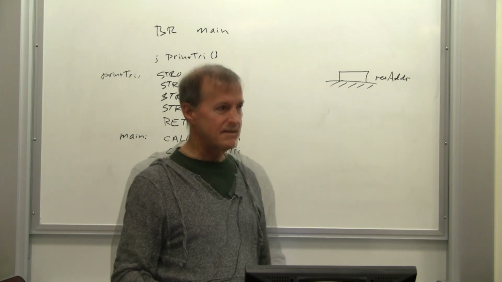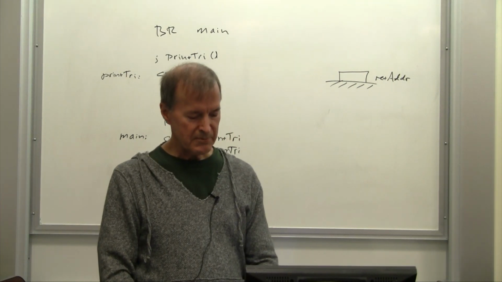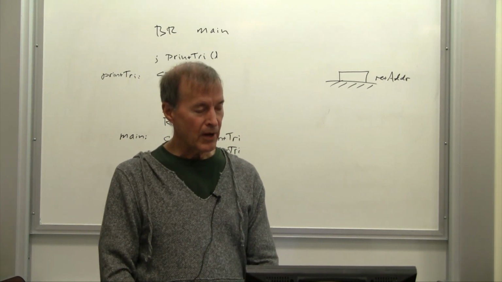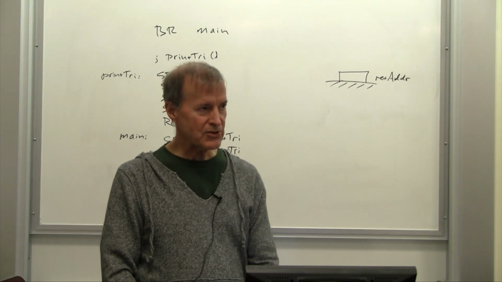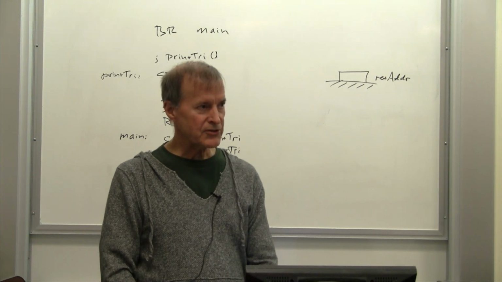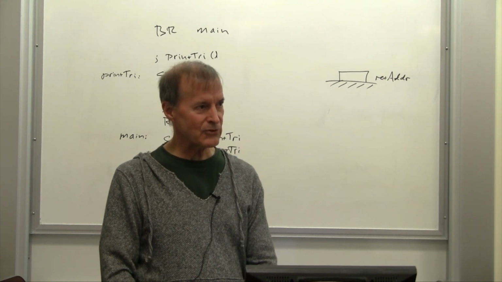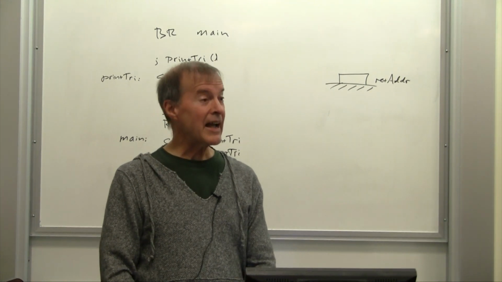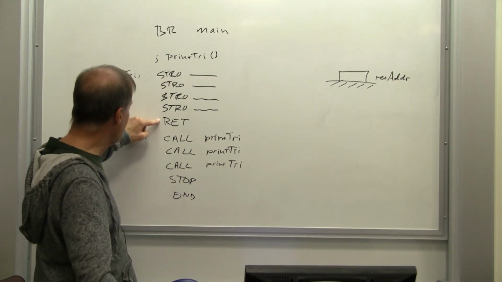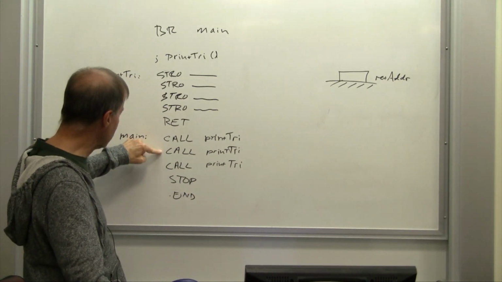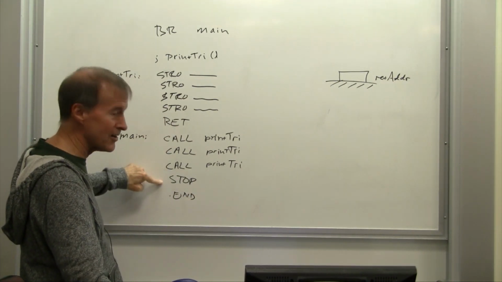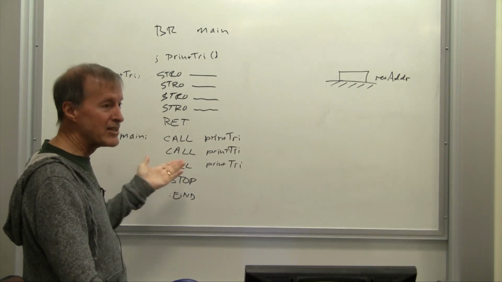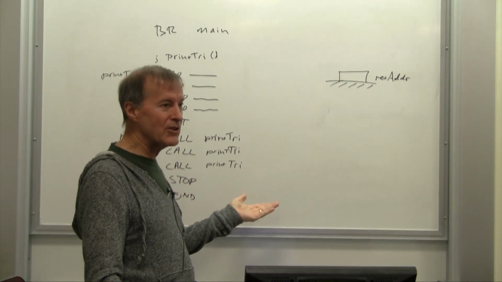So to store the return address, well, the call is what stores the return address. The return is what pops it off the stack and uses it to get back to the statement after the call. Notice you can't have a branch here because where would you branch? Would you branch to here? Or to here? Or to here? You don't know. So that's why you need the return address.